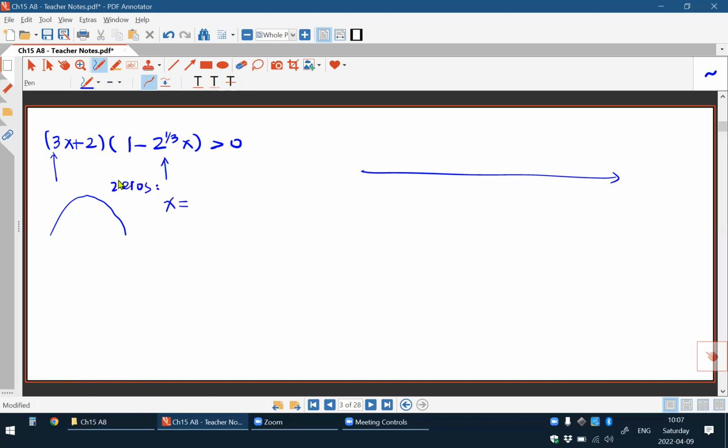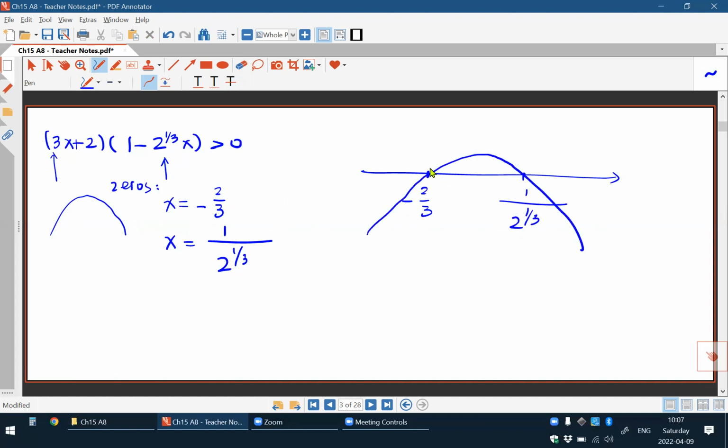And one of the zeros is negative 2/3, and the other one is x equals the reciprocal of this number, right? Reciprocal of this number. Understand? You can just treat it as an ordinary number. So opening down has 2 zeros. That means we can sketch this graph like this. One of the zeros is here, and the other zero is here. Opens down. So this is a sketch of the graph, right? And our task is to find any interval that makes this function greater than 0. And apparently this interval will do, and this interval will also do, right?